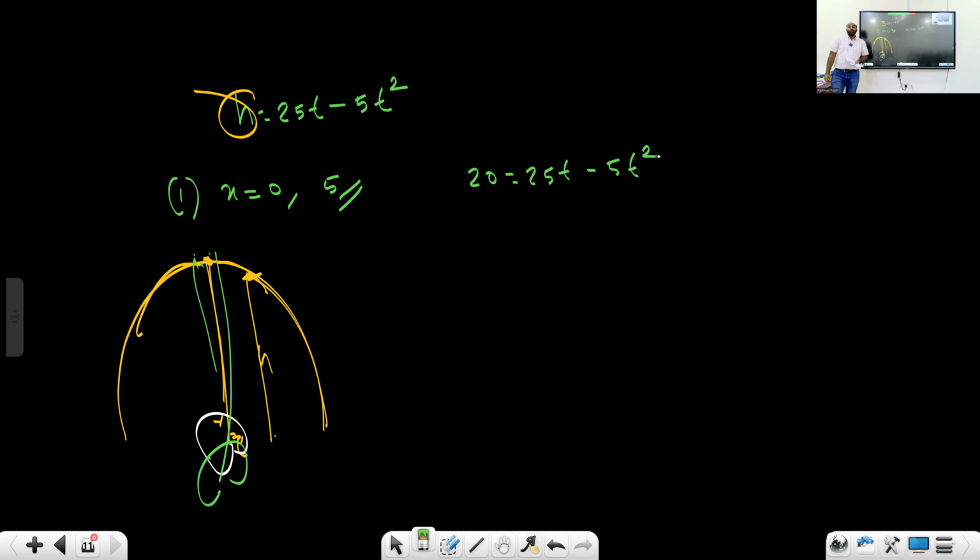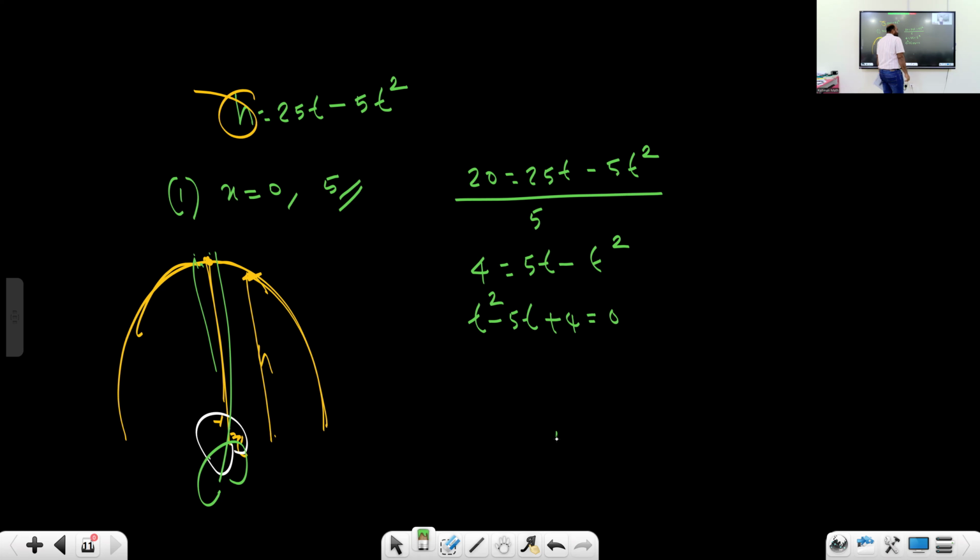Then do splitting the middle term and simplify. 4 equal to 5t minus t square. What are the two different values? Still some people are not doing splitting the middle term. I will blame only your school teachers, those who promoted you. Because if you don't know splitting the middle term, factorization, how did you reach 10th? You have to think about it.